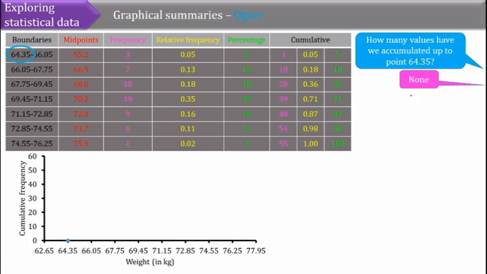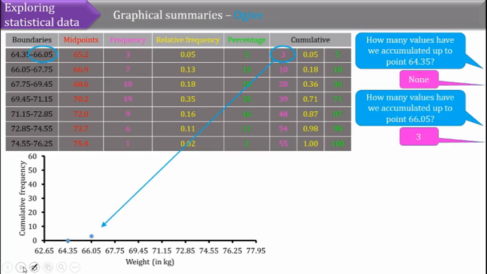The answer is that we have no values at that stage because the smallest value in the data set is 64.4. Remember, the lower boundary was created by taking the smallest value and subtracting 0.05 from it. So we don't have any values at this stage. We'll make a dot on the x-axis at 64.35, and the frequency or the height of it will be 0 because there's nothing accumulated.